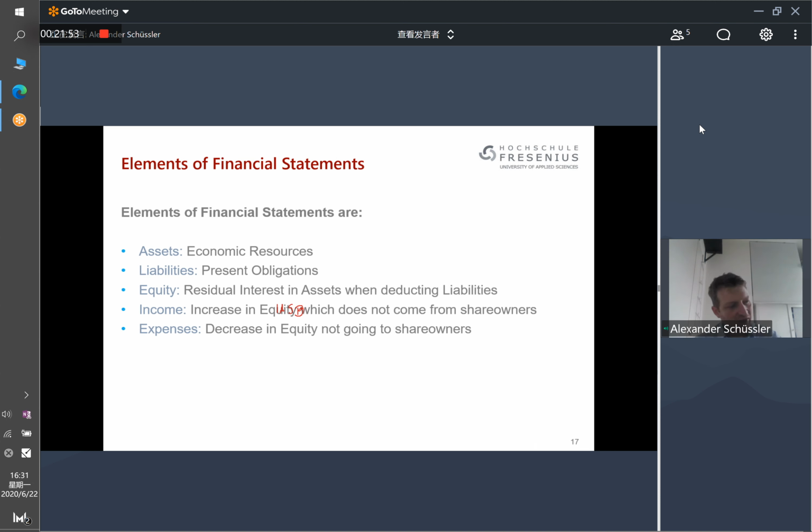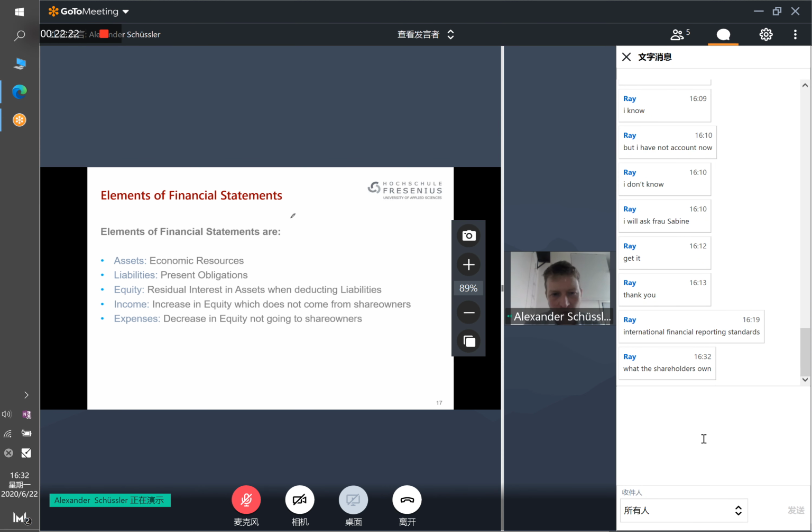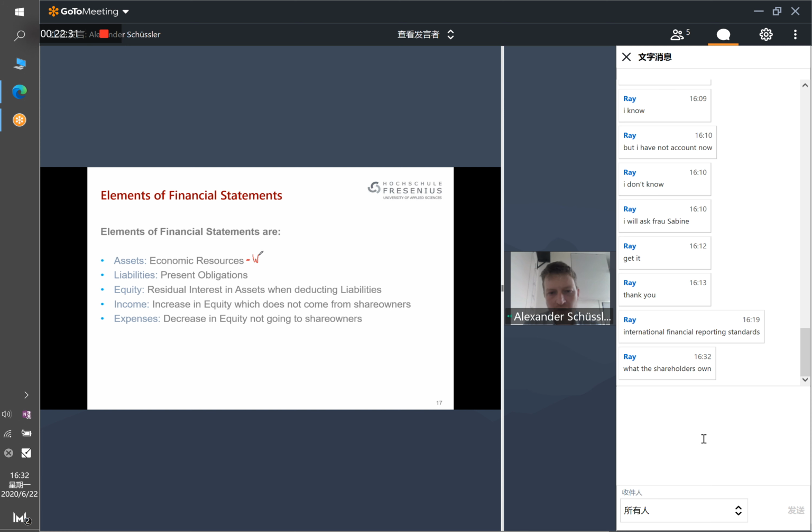So what are the elements of financial statements? We have assets. Assets are economic resources. How would you describe an asset? Yeah, right. What the share owners own. That's correct. Yeah. Asset. What the share owners own.